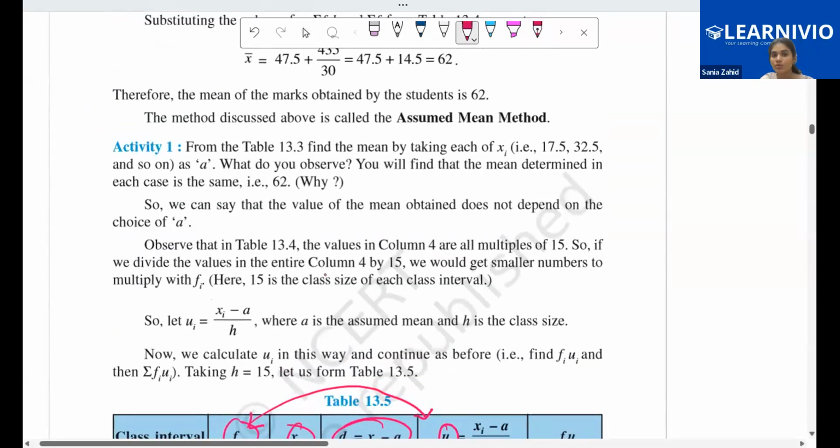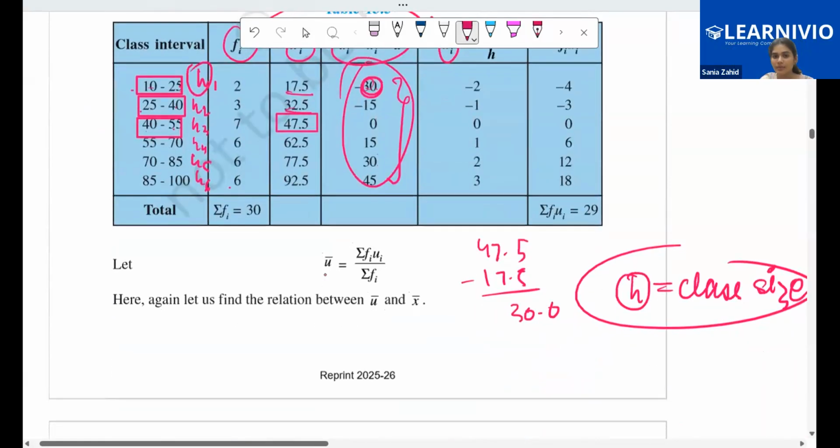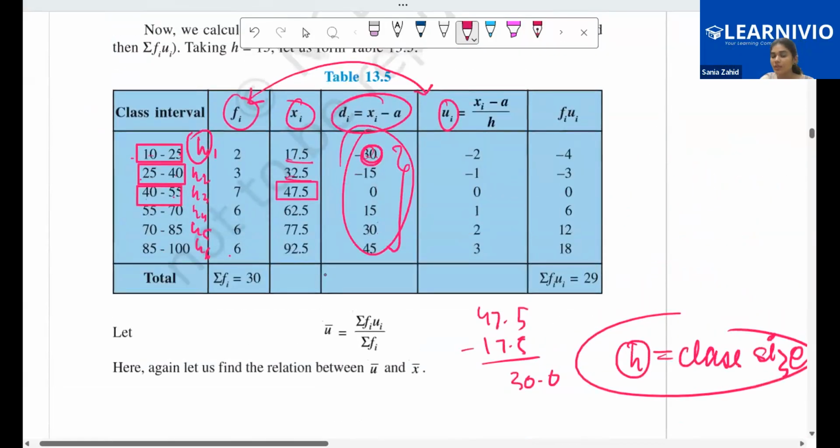Then we came to the third method, which was step deviation. So in step deviation method, what do we do? You have this class interval, and now you have to calculate one more value, which is the h value. Now what is this h? That is basically the class size. So for example, you have the fi value, the xi value, the di value. H is the class size.